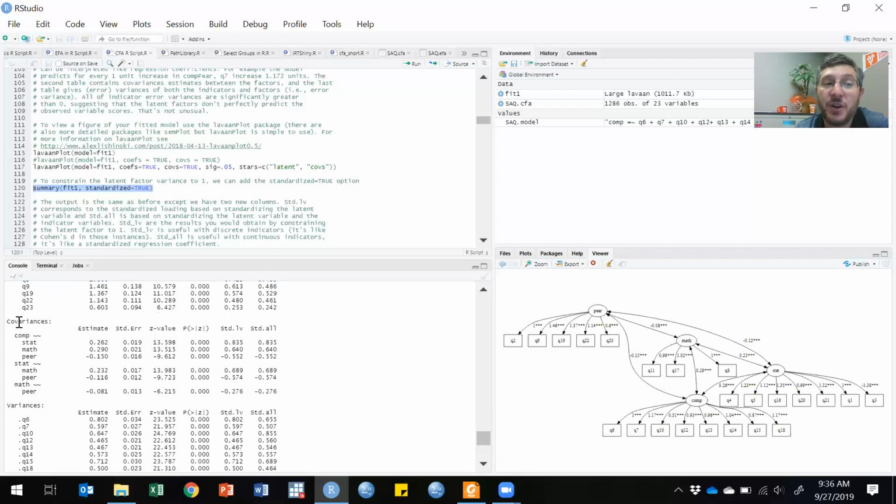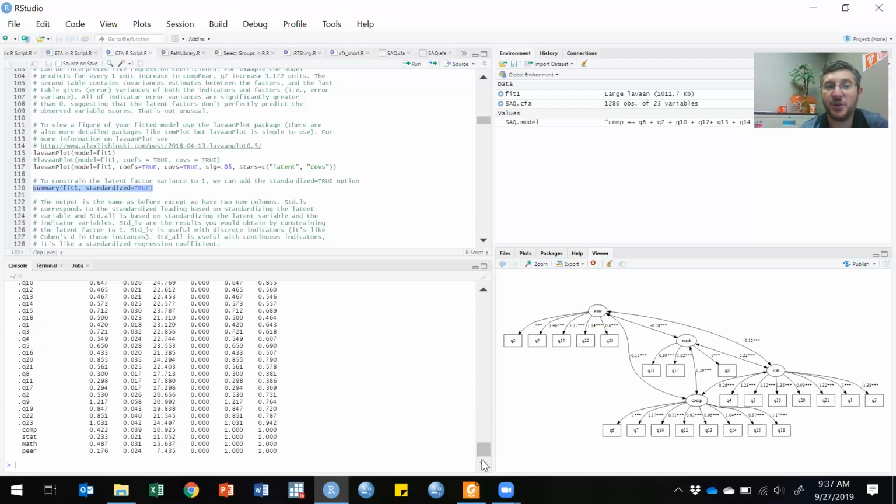Now you see here the covariance between factors, and this is the correlation between your factors. You can see the comp and stat are pretty strongly correlated, right? 0.83 indicates a pretty strong correlation. There's another pretty strong correlation between computer fear and math fear, at 0.64. And then a negative correlation between computer fear and peer evaluation. So that's how you can interpret them as correlations. That's why some people like that method better.